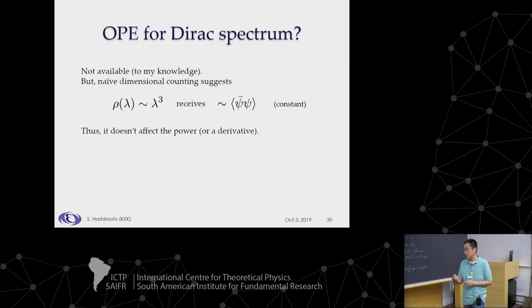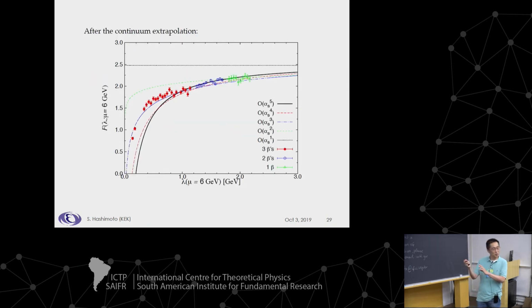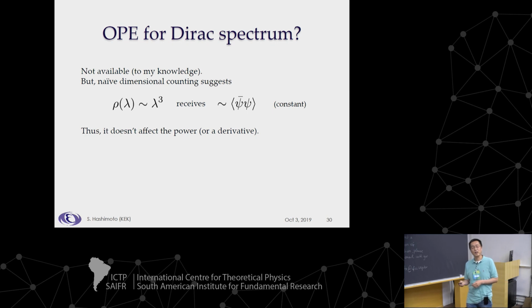So in the previous plot, the leading non-perturbative correction in the OPE doesn't show up. So some higher order corrections are responsible for the deviation from the perturbative calculation. That has to be, yes.